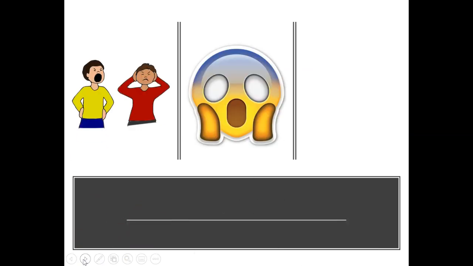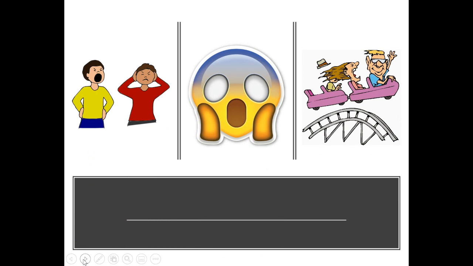Number 6. What do you notice or see? I notice or I see. Well, in the first picture, I notice a boy looks like he's yelling or screaming. In the middle picture, I notice a screaming or yelling emoji. And in the third picture, one person's calm, but the other person is on a roller coaster and she looks like she is yelling or screaming. So, how are all these pictures the same or similar?